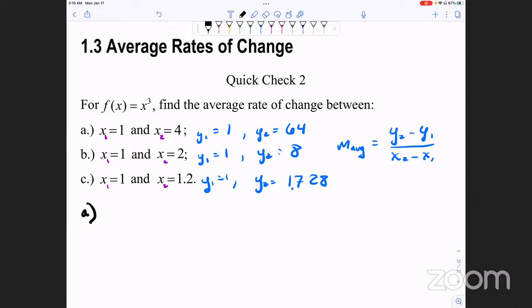Okay, so for part A, average rate of change, right? So y2 is 64 minus 1 over 4 minus 3, over 3, which is 21. All right. So this is base.